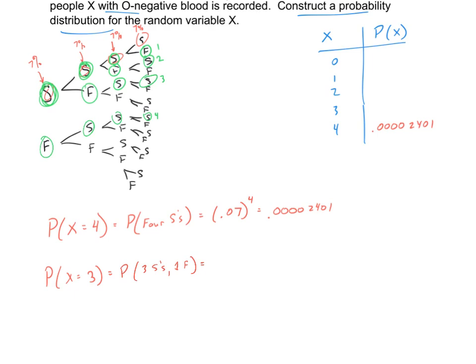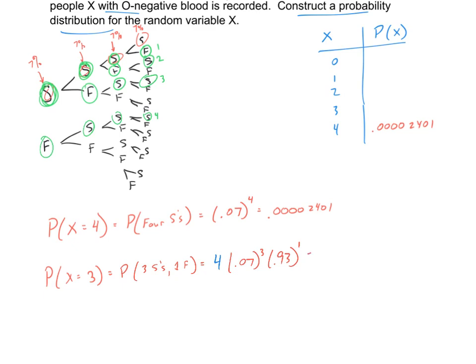So because we found that there's 4 different ways to do that on our tree diagram, we're going to multiply 4 times 0.07 to the third power, and 0.93 to the first power. Okay, because I have 3 people with O negative blood and 1 person that does not have O negative blood. And where did I get the 0.93 from? If you're not sure, I subtracted 1 minus 0.07, or 100% minus 7%.